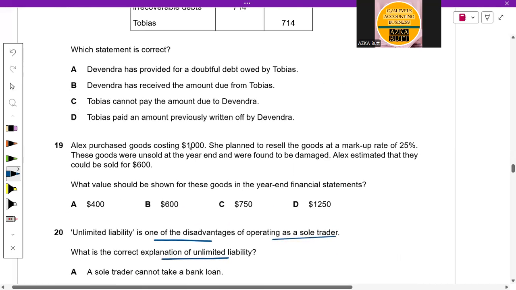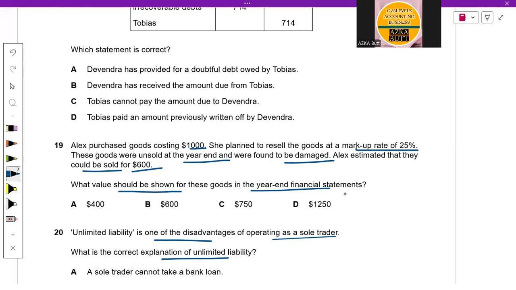Alex purchased goods costing $1,000 and she planned to resell the goods at a markup rate of 25%. These goods, unsold at the year end, were found to be damaged. So Alex estimated that they could be sold for $600. So what value should be shown for these goods in the year-end financial statement? Okay.